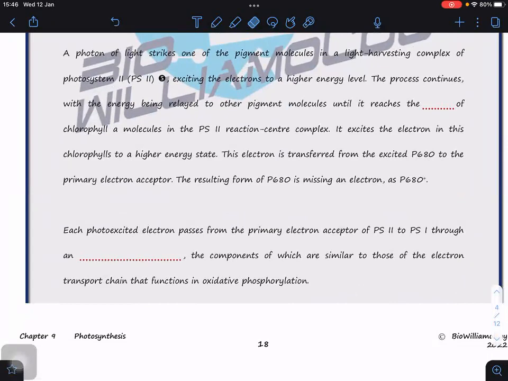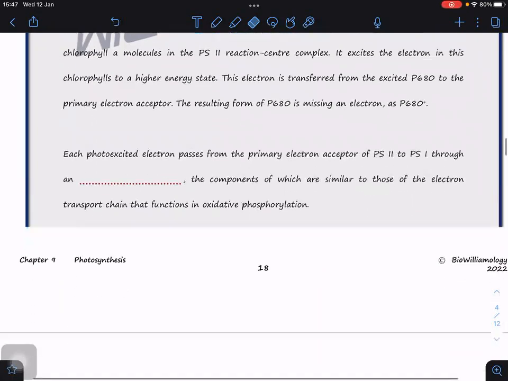Photons of light strike one of the pigment molecules in the light harvesting complex, again at the PS2, exciting the electrons to a higher level. Okay, so the process continues with the energy being relayed to other pigment molecules until it reaches the P680. Okay, because P680 is the reaction center of chlorophyll A in the PS2.